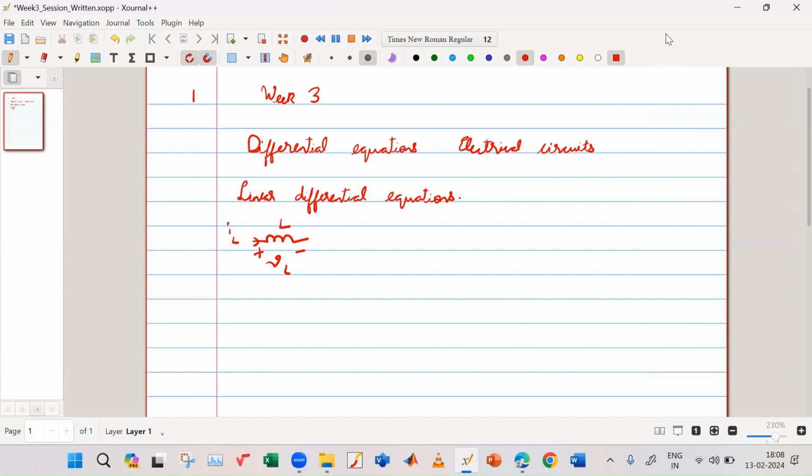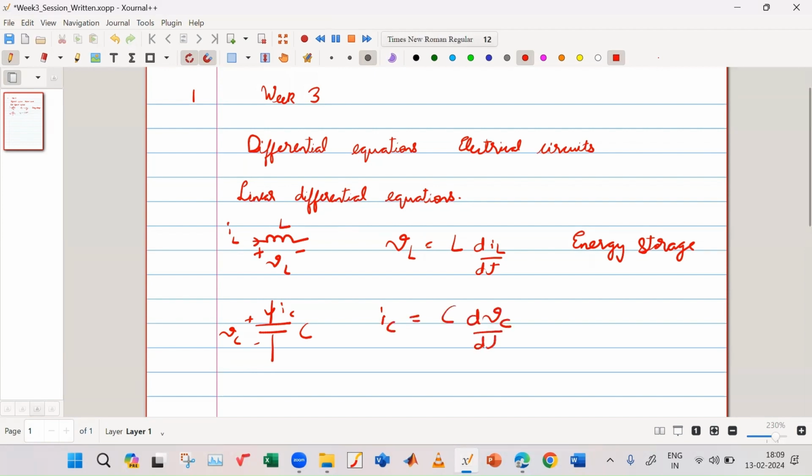So the voltage across the inductor is given by VL is L into dIL by dt. Why is this happening? Because the inductor is an energy storage element. It will store the energy in its magnetic field. And because of that, this differential equation is formed. Similarly, for a capacitor, consider the current flowing in, and this is your voltage across the capacitor. The current flowing into the capacitor is given by C into dVc by dt.